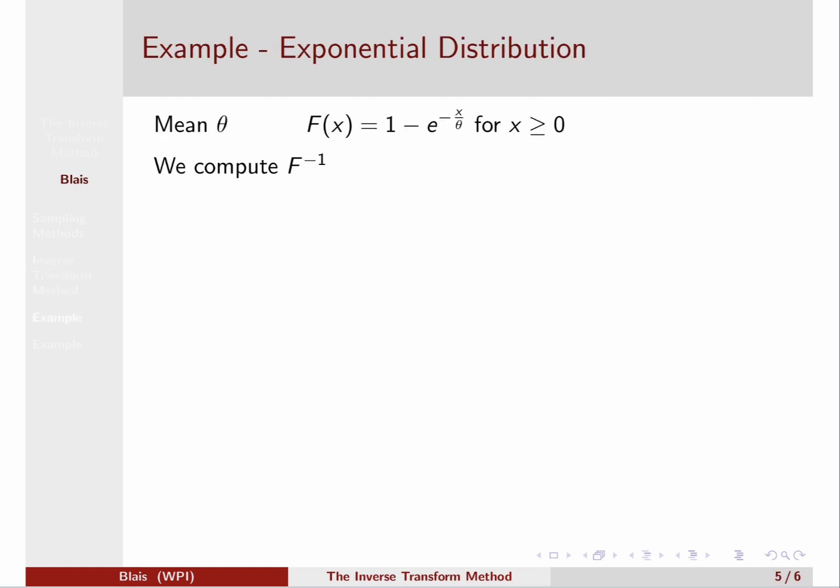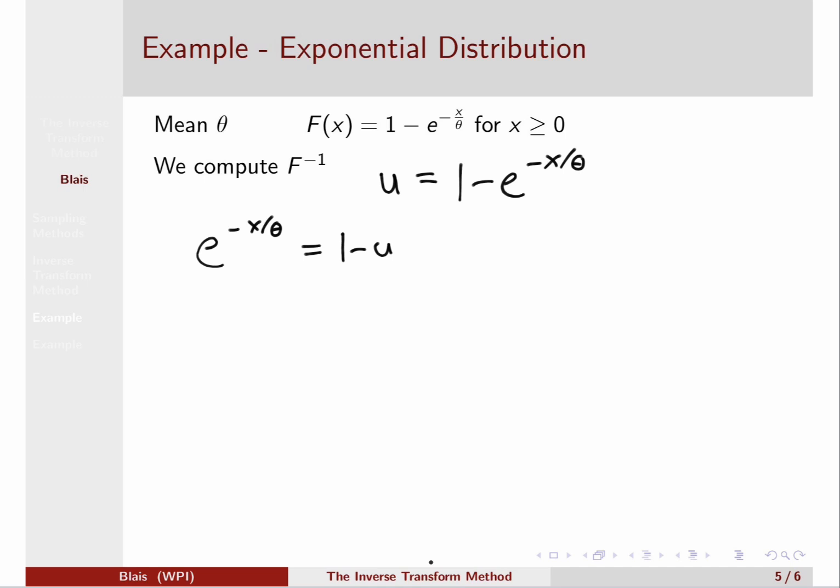Let's do a quick example. So suppose we have the exponential distribution. This distribution has a parameter theta, and this is the CDF, 1 minus e to the negative x over theta. First thing we do is compute F inverse. So if we say u equals 1 minus e to the negative x over theta, we want to solve for x. So we have e to the minus x over theta equals 1 minus u. Take natural logs of both sides.